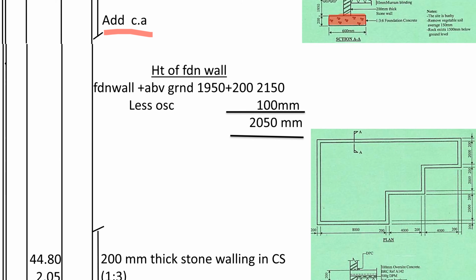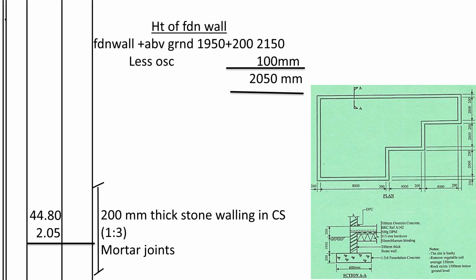Alright, so we need to build the stone walling. The height of the foundation wall, it's from here where I'm shading up to the concrete. What is that height? That height up to the ground level, it's 1950. Then you add 200 to get to the total from up here, from the oversight concrete to down.